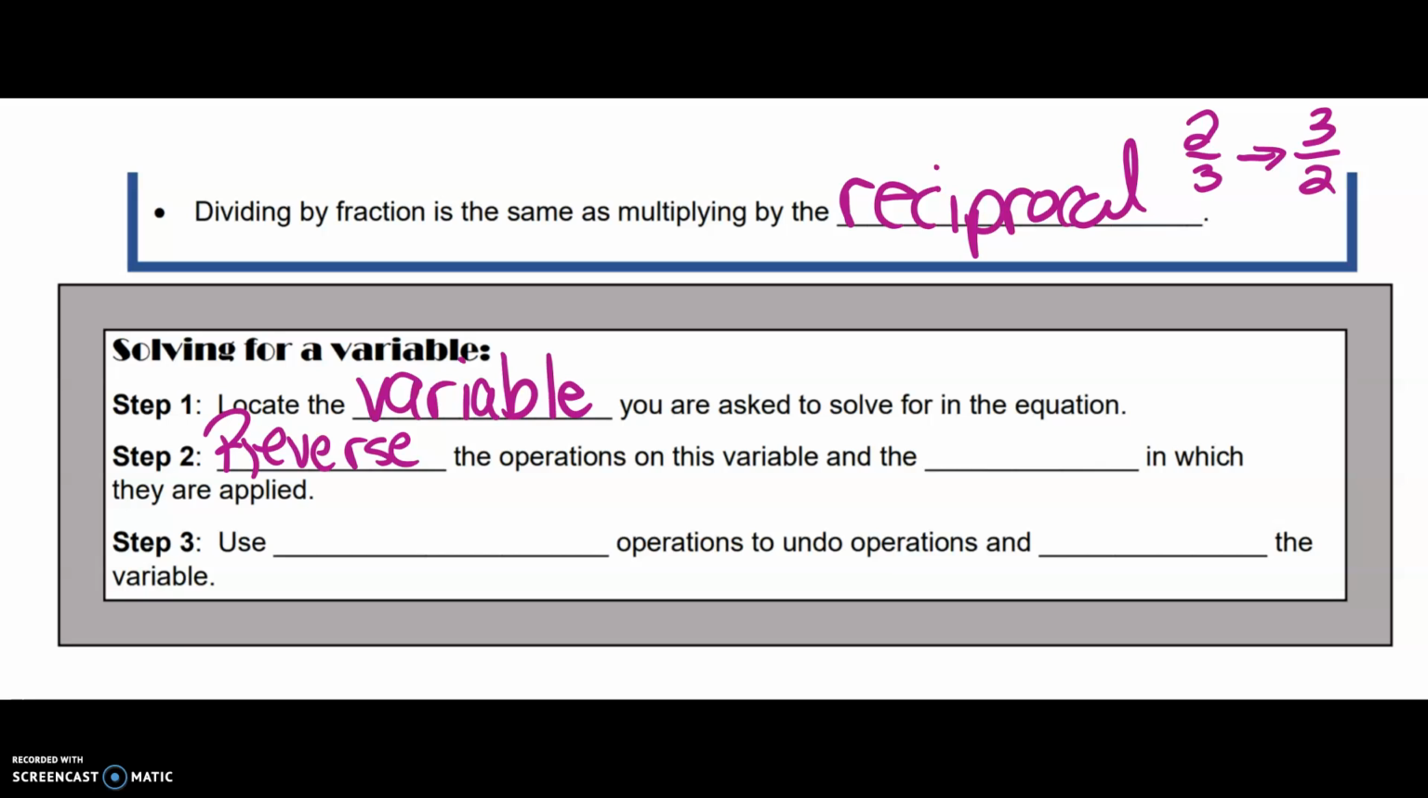So we're going to reverse the operations on this variable in the order in which they are applied. That way you're getting rid of everything that's on the same side of the equal sign as the variable. And then step 3 is you're going to use inverse operations. So remember, inverse operations, that's the opposite, to undo all of these operations and ultimately isolate the variable that we are solving for, which is our goal. That's what we want to end up doing, is to isolate that variable.